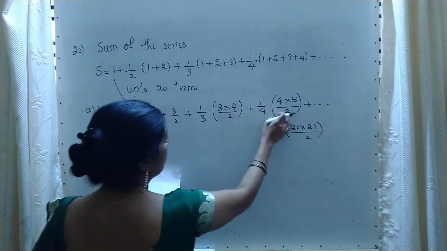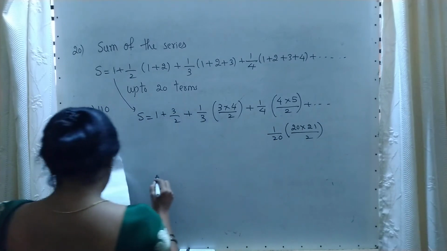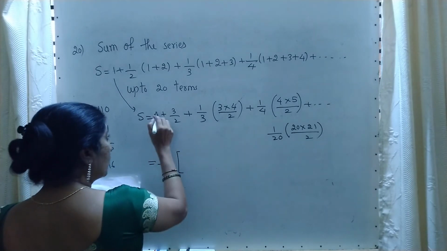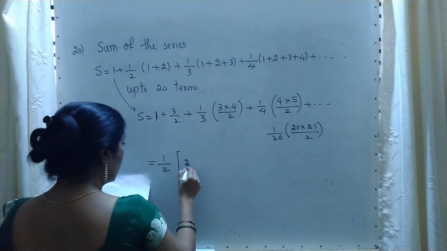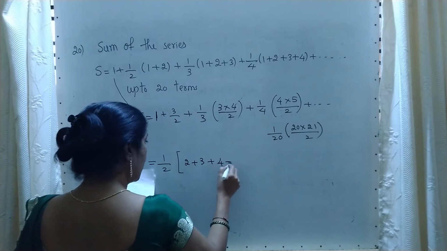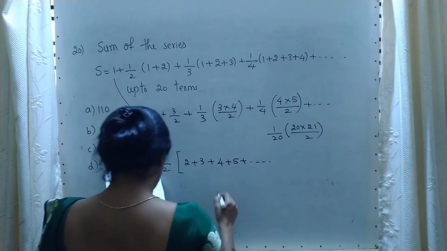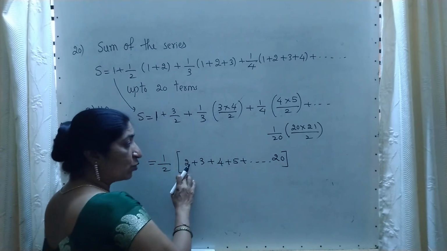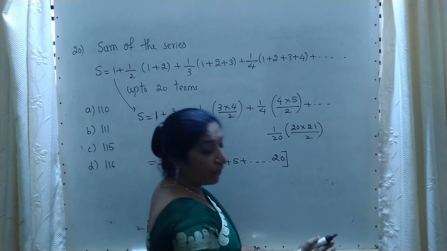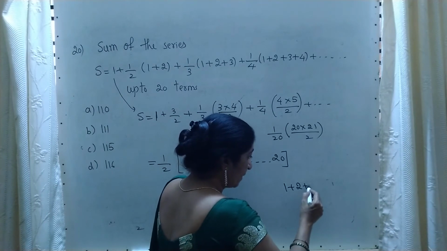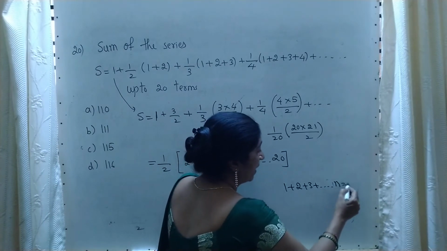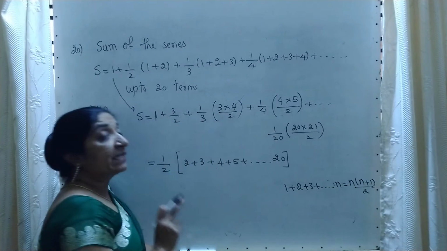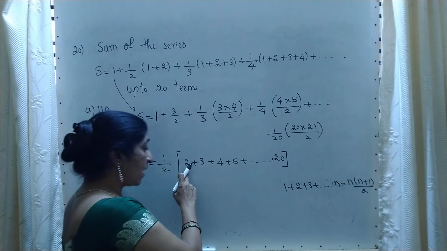With the help of these two, by logic we can write. Now what way am I taking common? I am taking 1 by 2 common in the bracket. See, 1 by 2, here it is only 1, meaning 2 plus 3 plus 4 plus 5 continuing, 20 is remaining. See, it starts with 2, ends with 20. But we are familiar with the formula: if it starts with 1 and ends with n, n into n plus 1 divided by 2. That is if it starts with 1, but here it starts with 2.